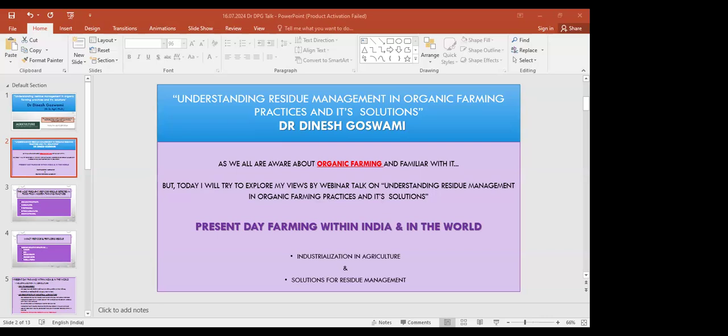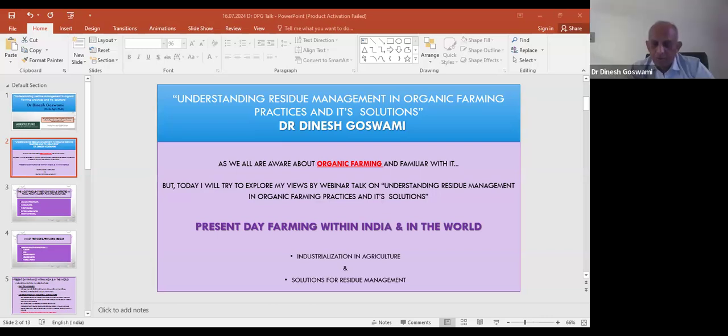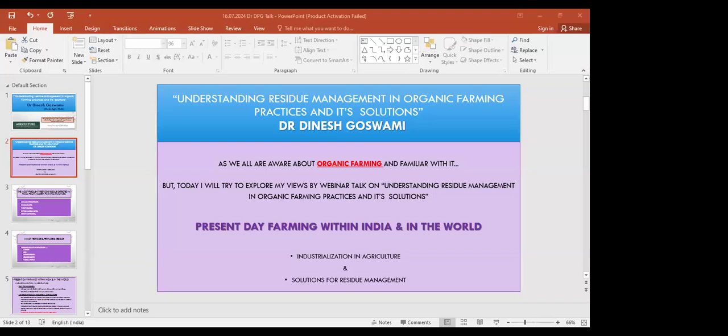What is the role of composting in managing agriculture residues? Yes, organically, composting. Okay. Role of composting.